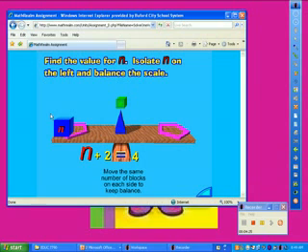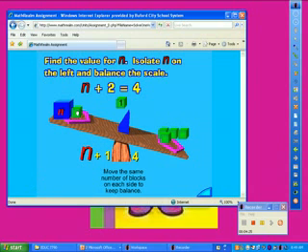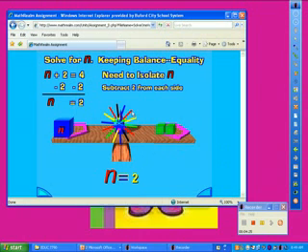Now, what we want to do is isolate the variable. We want to get this n all by itself. So we're going to take away two of the blocks. Now the scale is not balanced. So since we took away 2 blocks over here, we have to remember to balance it and take away 2 blocks over here. And there you go. N equals 2. So this is a great site for you to go to get extra practice and to have a little fun.